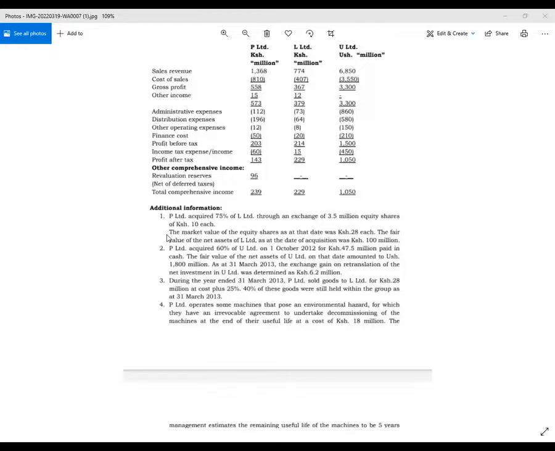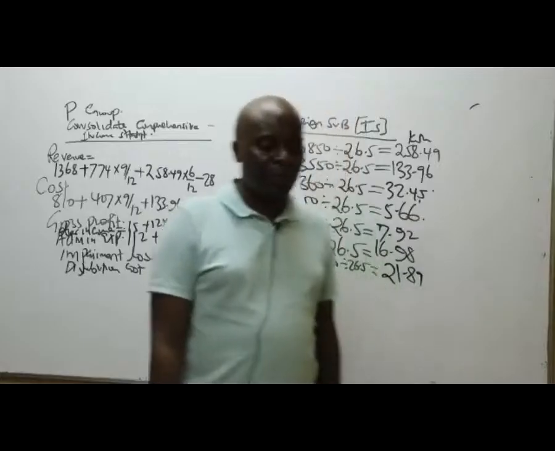So yes, we have other operating expenses, where we'll take 12 plus 8 times 9 over 12 plus the Kenya shilling. Under Uganda, remember this 150 is Uganda shilling. It's supposed to be the Kenya shillings we got here times 6 over 12. So we want to see whether anybody will be able to give us these other operating expenses.